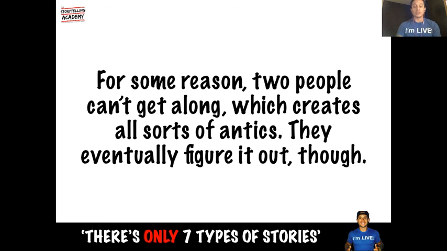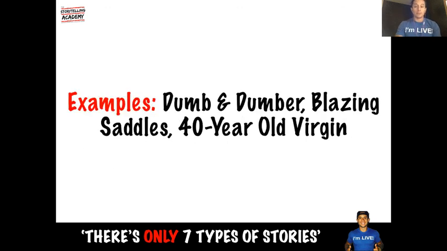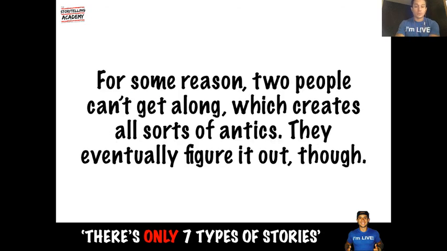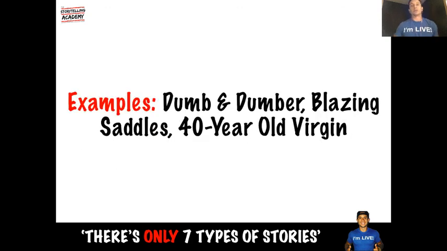So let's take a look at some comedies, right? Dumb and Dumber, Blazing Saddles, 40-Year-Old Virgin, right? These are comedies where, for some reason, two people just couldn't get along, which creates all sorts of antics, and then they figured it out in the end. And these stories are great. It's lighthearted. It's supposed to be a lighthearted story.